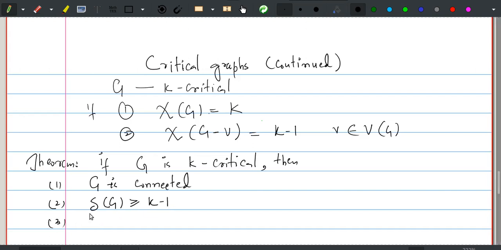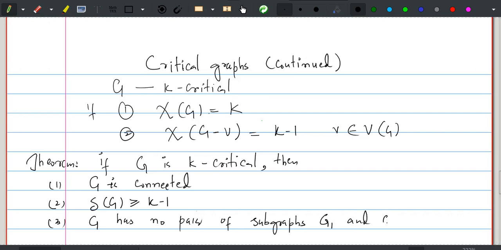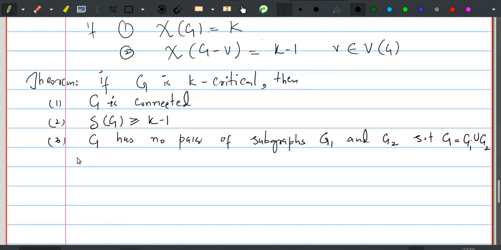Third item: G has no pair of subgraphs, say G1 and G2, such that G is their union and their intersection is a complete graph.